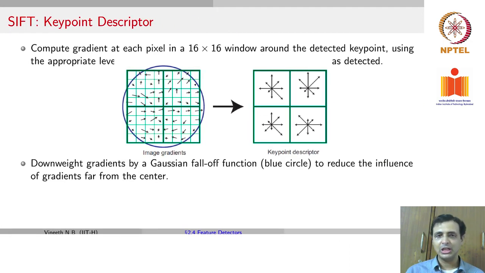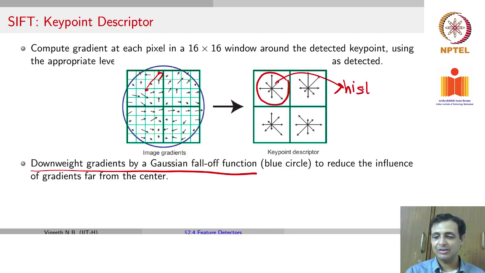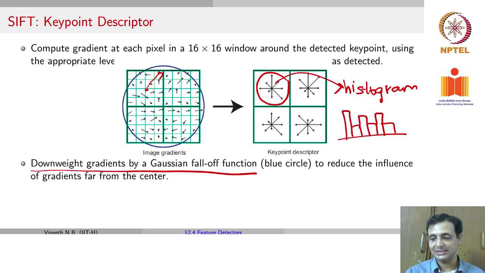Similar to how we found the orientation, here also we use heuristics such as downweighting the gradients by a Gaussian fall-off function. Within a particular neighborhood, a point further out contributes a little less to the histogram, and a point closer contributes more. Just to clarify, the image on the right is just another way of representing a histogram. Just keep in mind that the same diagram could also have been drawn something like this with 8 bins, as I said.